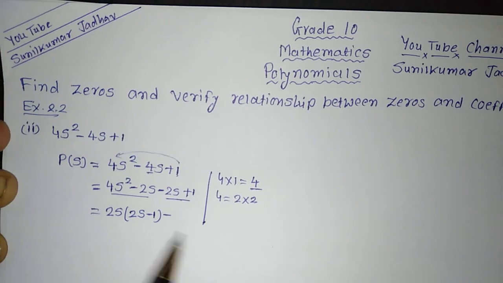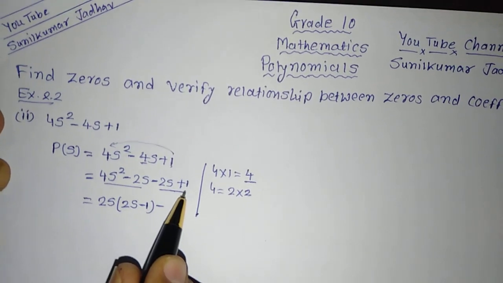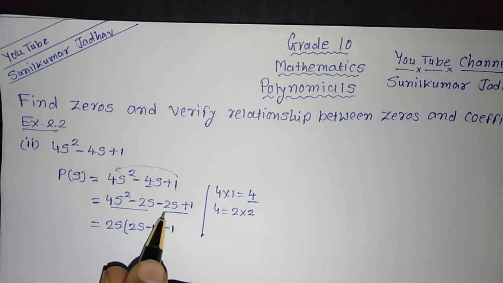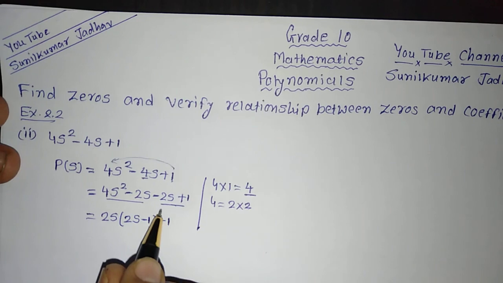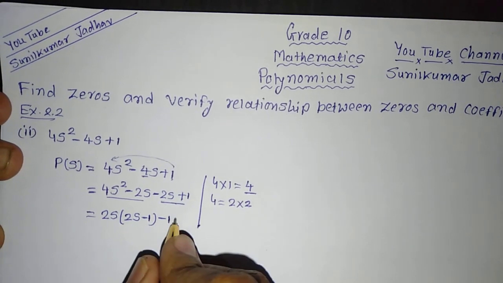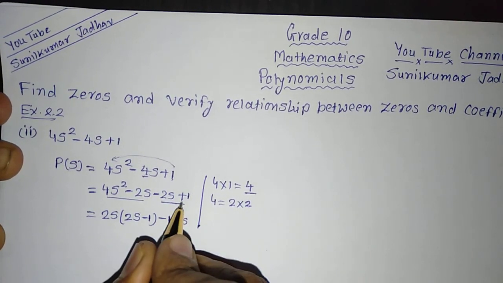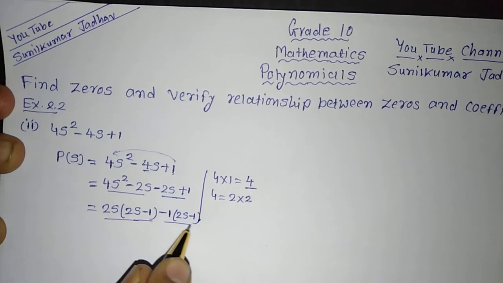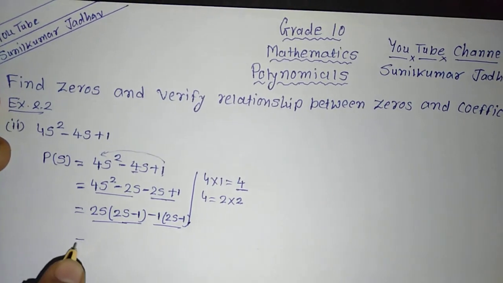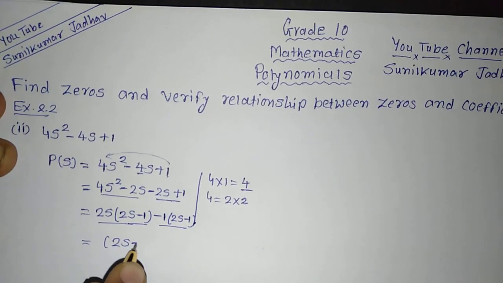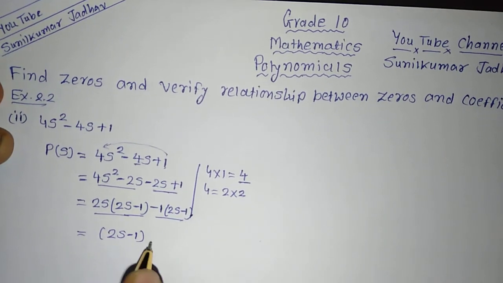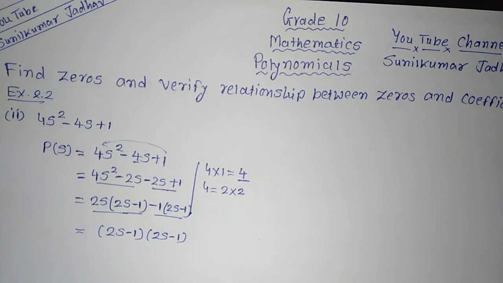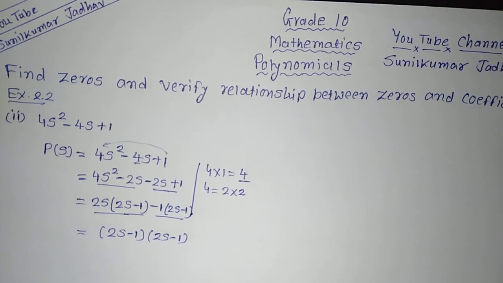Here I'll take minus sign common. 2s and 1, nothing is common, so I can take 1 common. Here I have taken minus 1 common, so inside the bracket the sign will get changed, as this minus 2s will convert to plus 2s. And this plus 1 will be converted to minus 1. Now you can see in this and this 2s minus 1 is common, so I will take 2s minus 1. And what is remaining here? It is 2s. Here it is minus 1. So you can see that 2s minus 1 and 2s minus 1 are the two factors.